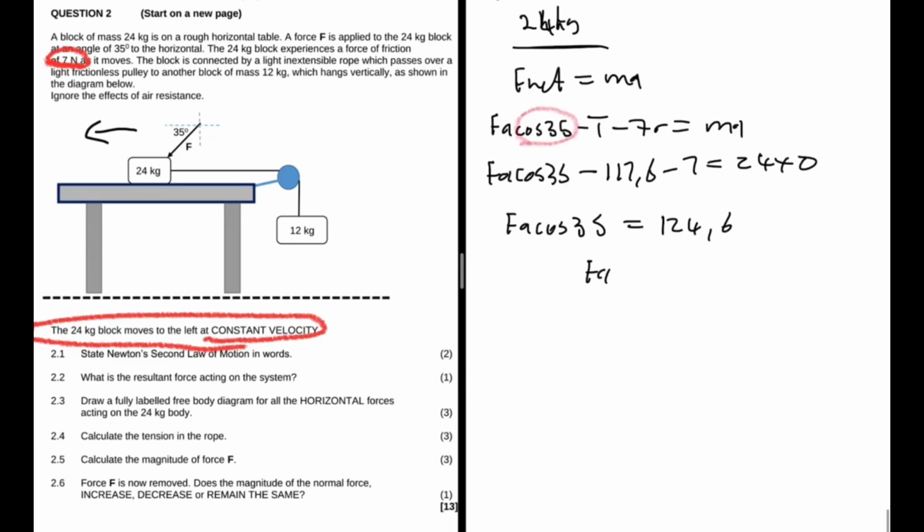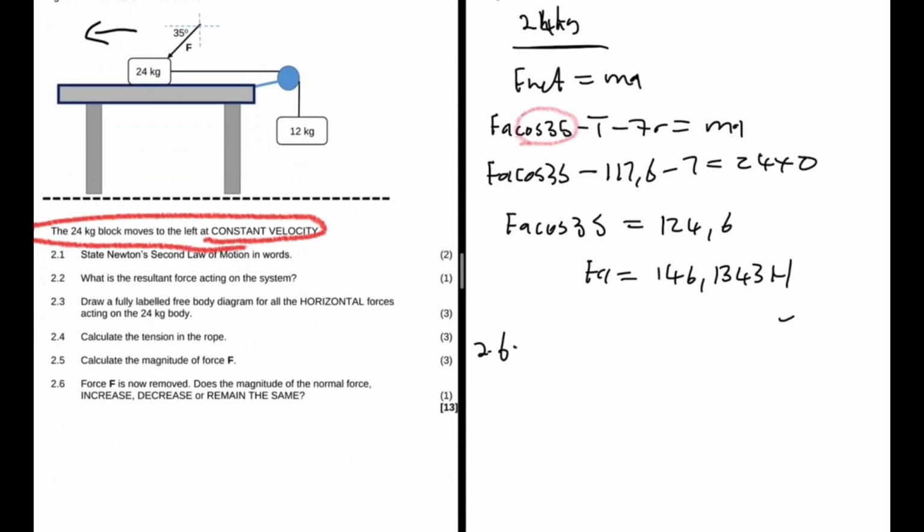So I'm getting a force applied here of 146.1343 newtons. It's not to the left, it's at an angle of 35 degrees, right? Plus the question only needs us to find the magnitude of force F. So 2.6 says force F is now removed.